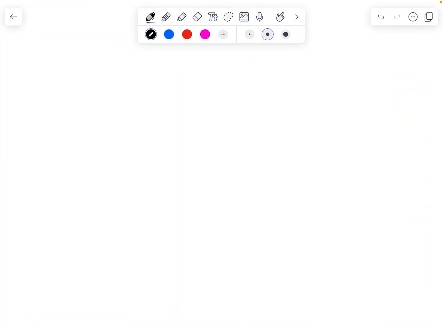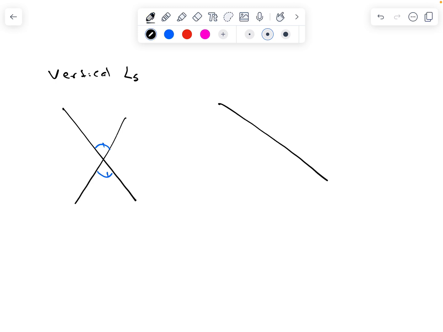All right, guys, this is a lesson on a few basic geometry ideas. So, first geometry idea is something called vertical angles. Vertical angles basically mean that if you have two lines that cross each other, then this angle and this angle will always be the same. So the way this will show up in a question is something like this.